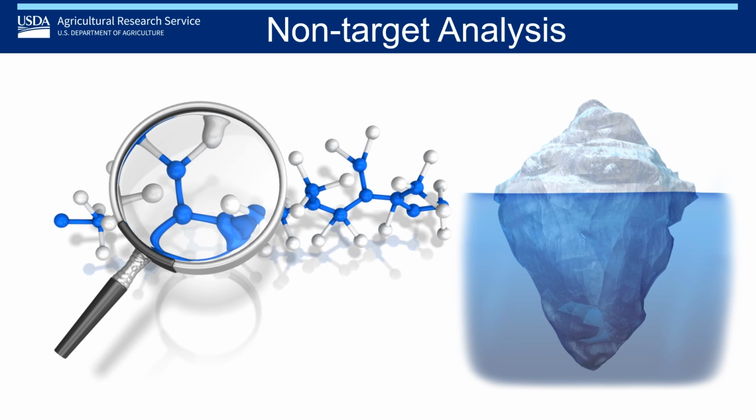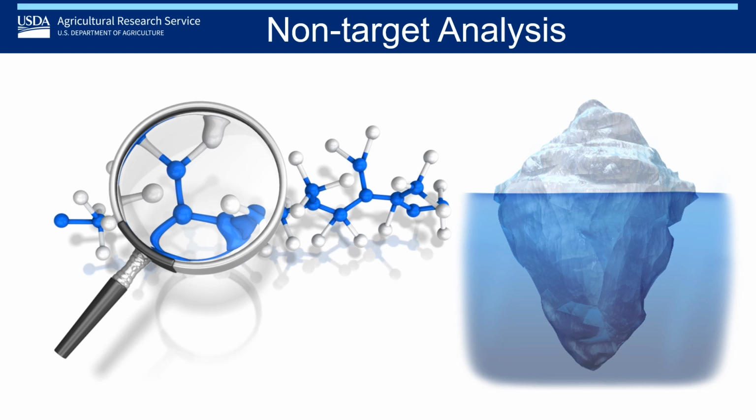Now, non-target analysis utilizes high-resolution mass spectrometry instruments to generate thousands to hundreds of thousands of features per sample, and then programs are used to filter those features down into potentially new substances that were not previously measured. Now, this can allow us to look at not just the tip of the iceberg or those targeted substances which have analytical standards, but also all of the potential compounds that are hiding within the sample as well.